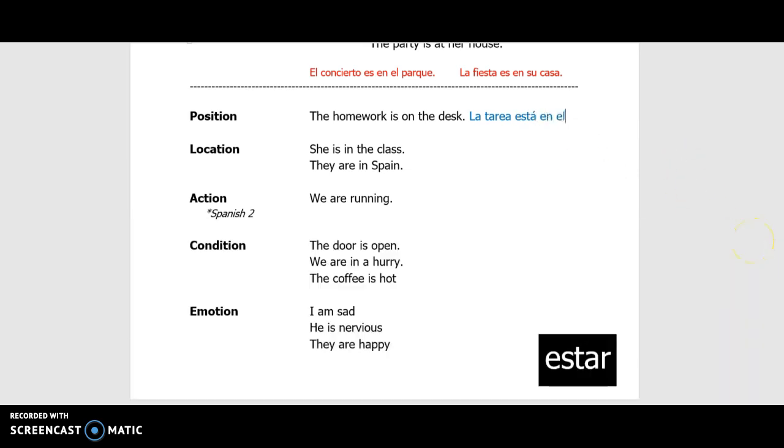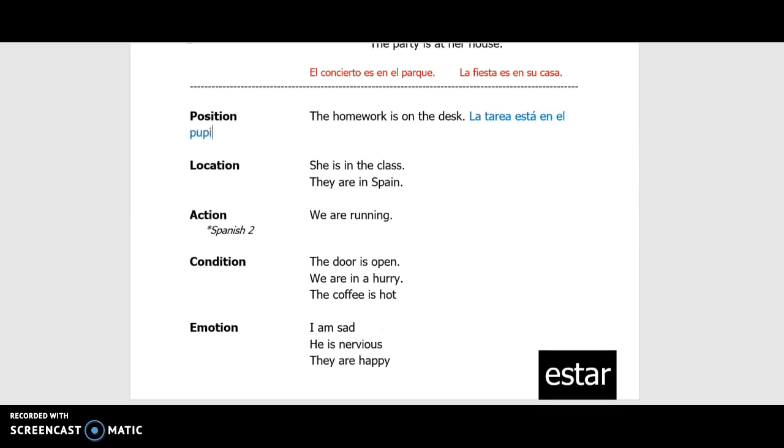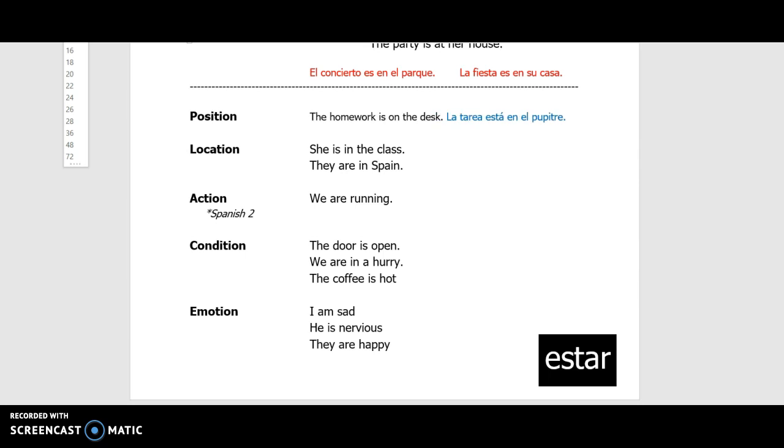Está en el pupitre. Knew I was going to run out of room. We're just going to make this one a little smaller so we can get it to fit. It's fine. Boom. There we go. That's fine. All right. So we're using a form of estar. Copy that so I can paste it over. It's going to be a little small.